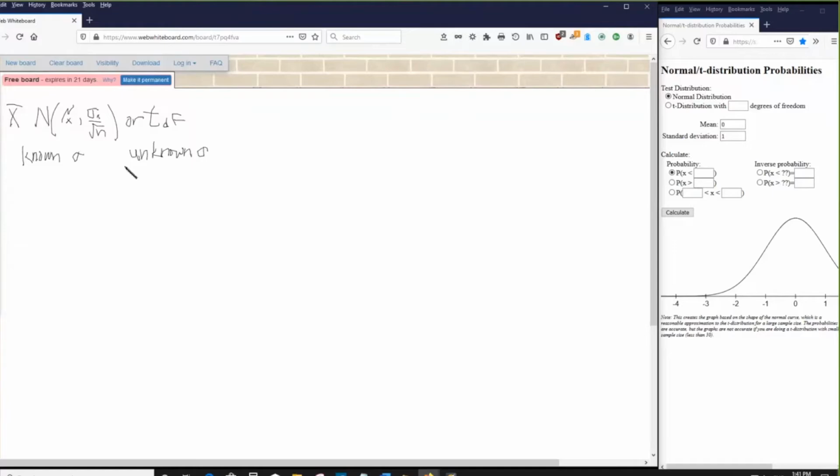Now, if we have a single population proportion, we're going to use the formulas p prime, normal distribution, and then instead of mean and standard deviation, we're going to use our p for number of successes, and then our standard deviation is going to be the square root of p prime times q prime divided by n, where p prime is x over n, where x equals the number of successes and n is the number of trials.